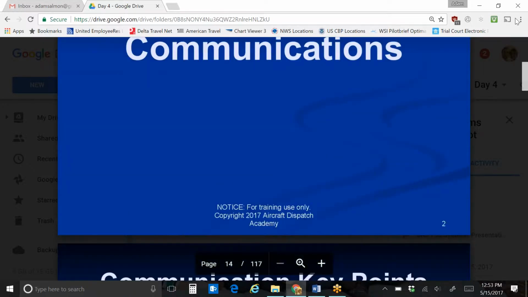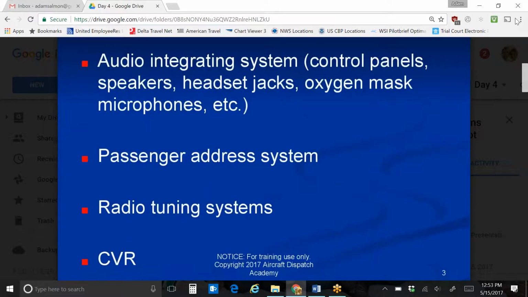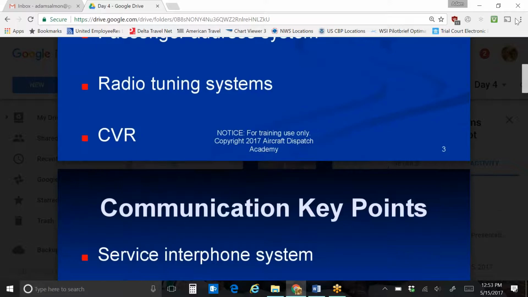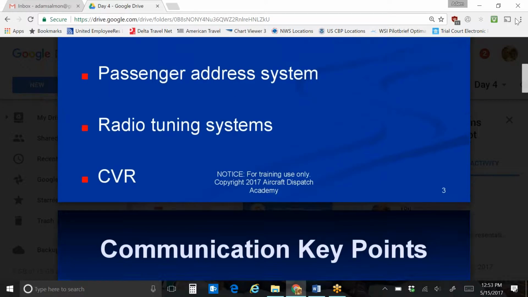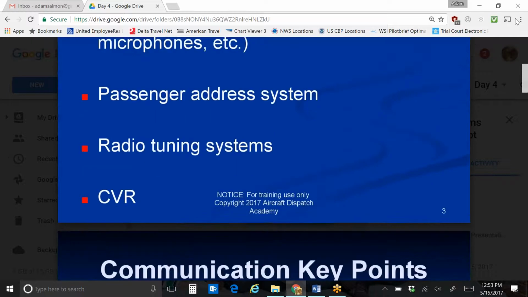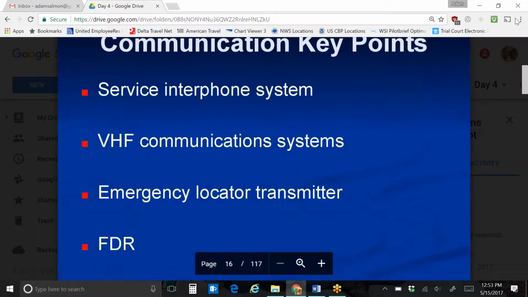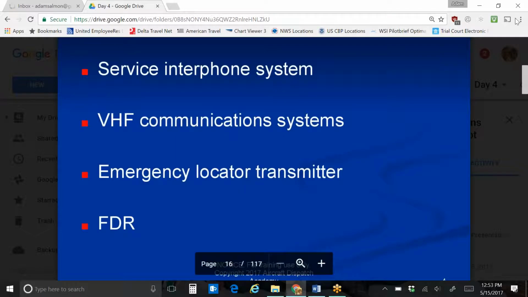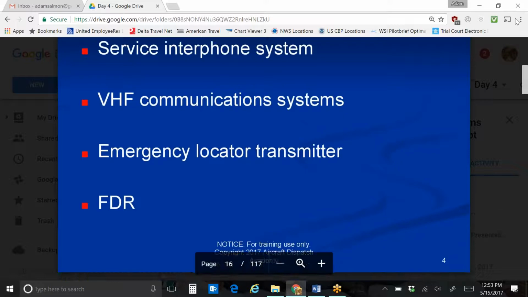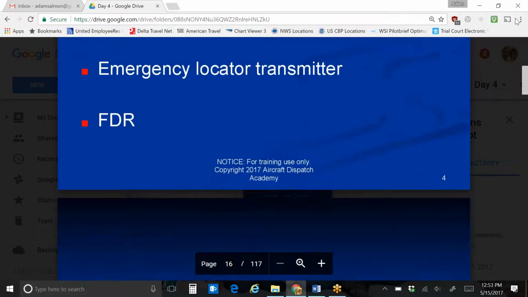So communications will be the first one that you're going to look at here. Just be able to briefly describe what the communication system consists of: the passenger address system, radio tuning systems, the CVR, which is the cockpit voice recorder, the FDR, which is the flight data recorder, the ELT, which is the emergency locator transmitter.